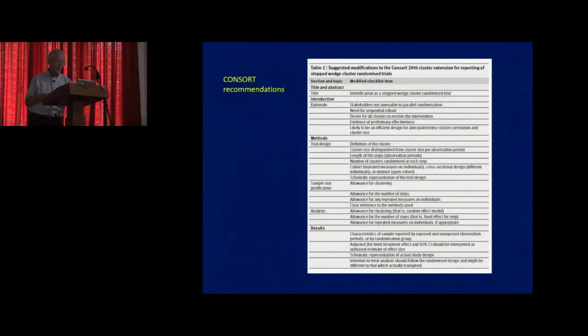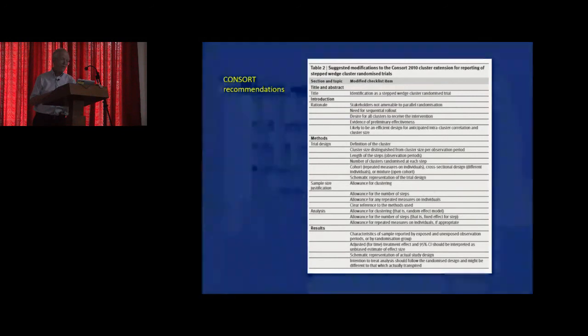So, for example, it includes the definition of the cluster and the cluster size, the length of the steps, observation periods, how many are randomized at each step, and so on. Rather than just saying, oh, we did a study and here's the aggregated data, we need to know all these detailed features in order to interpret. Sample size justification, allowance for clustering, the number of steps, and so on, repeated measures, all of the key features affecting the variation. I won't say any more about that, but some of them make obvious sense.